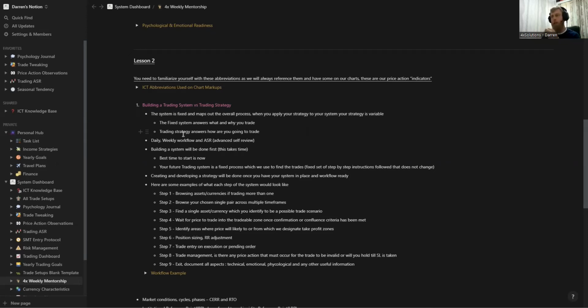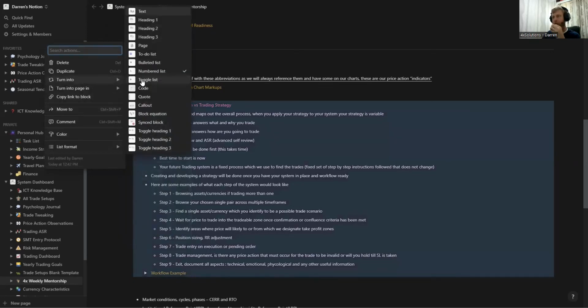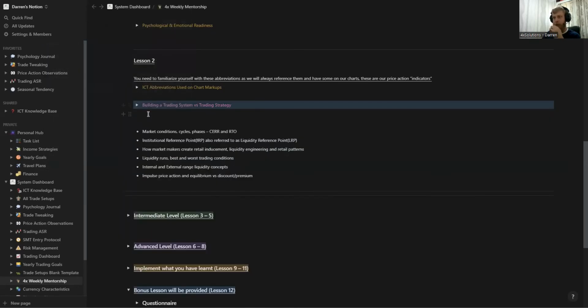So can anyone tell me, before I show you this over here, before you can read it, I'm just going to minimize this. Can anyone tell me what their belief is? Whoever wants to put their hand up here, or tell me what they think the difference between a trading system versus a trading strategy is. Can anyone think off the top of their head what they believe to be the difference?